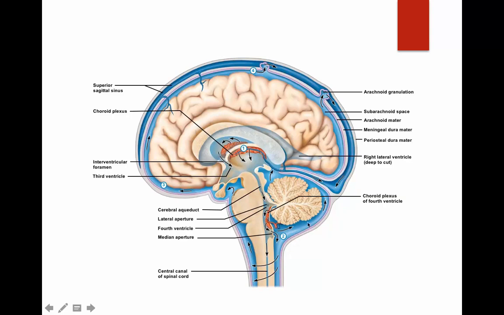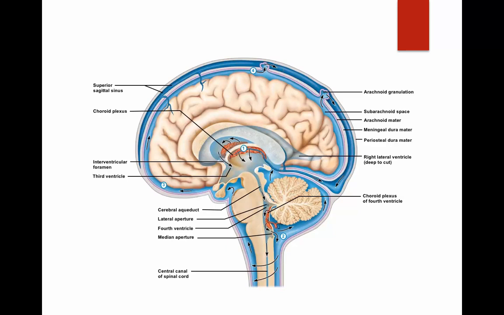So here we got flow through the median aperture, and here we got flow potentially through a lateral aperture. But what this then allows for is now we're in the subarachnoid space, and we can travel through that subarachnoid space all the way up, and present the fluid to a granulation, which then allows that cerebrospinal fluid to enter into a dural sinus.